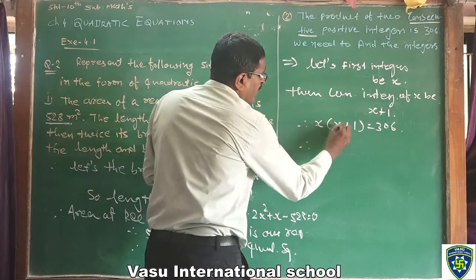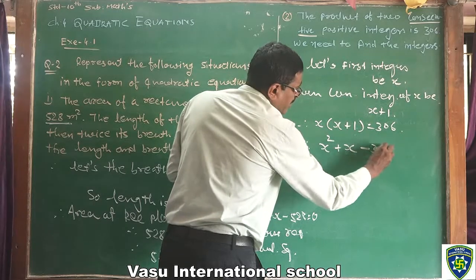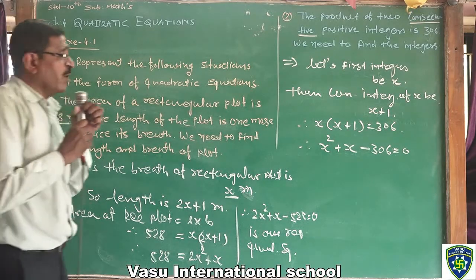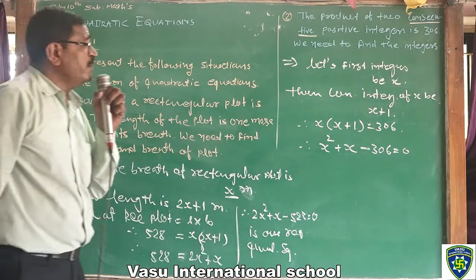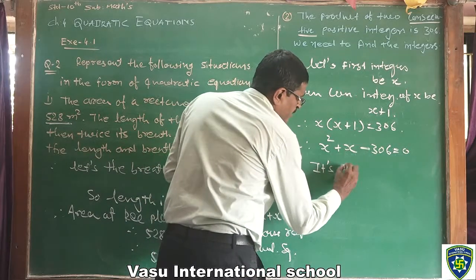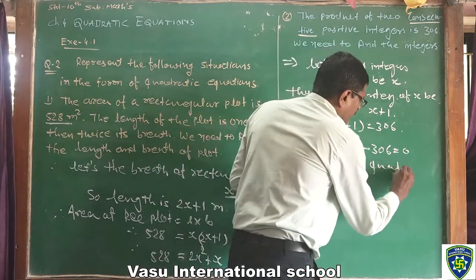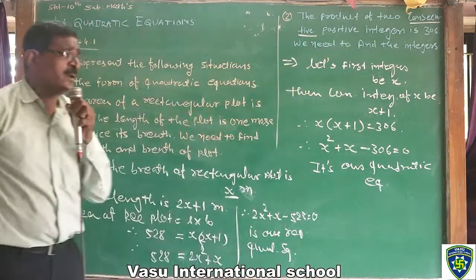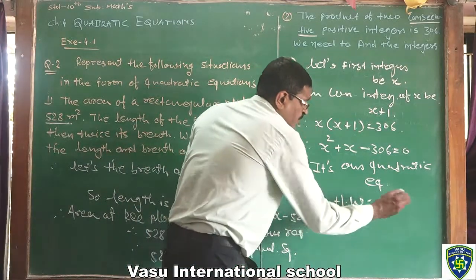Clear? So x into x, x square, x into 1, x, minus 306 is equal to 0. It is our quadratic equation. When we solve this equation, then we get the two consecutive integers. It's our quadratic equation. Clear, student? Okay.